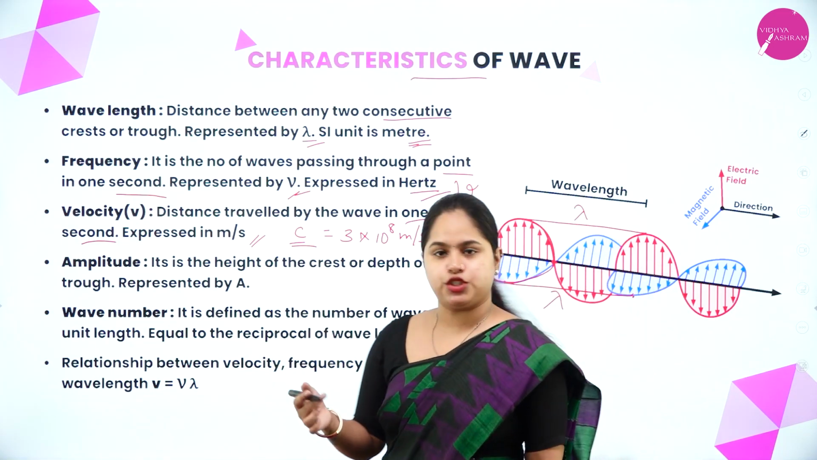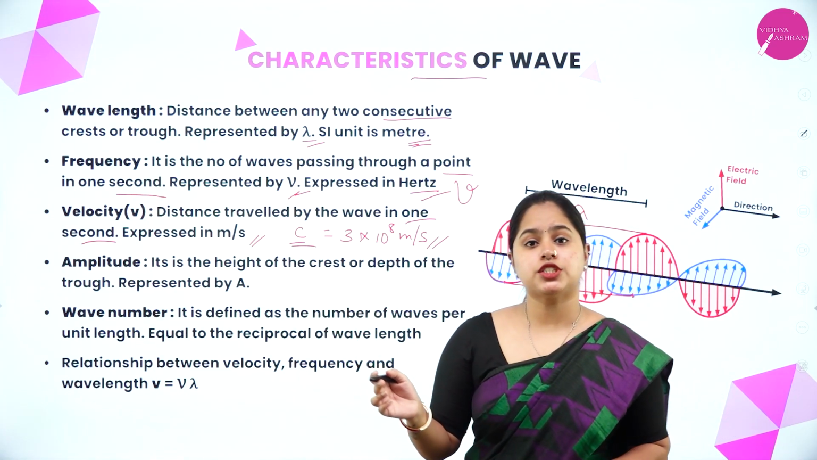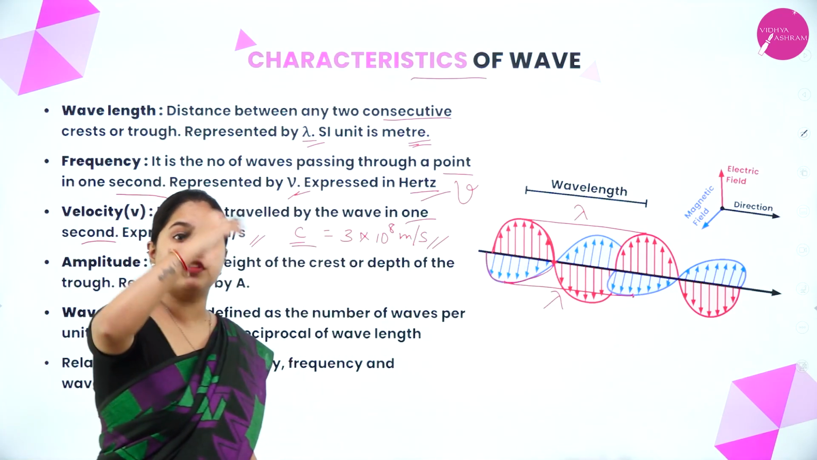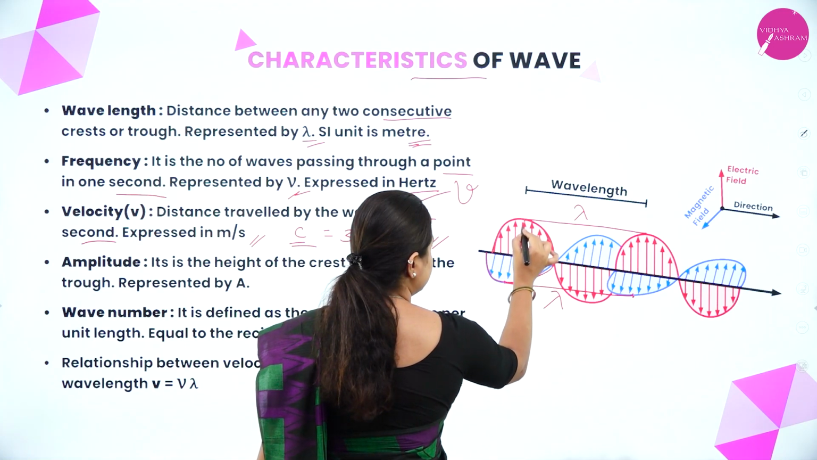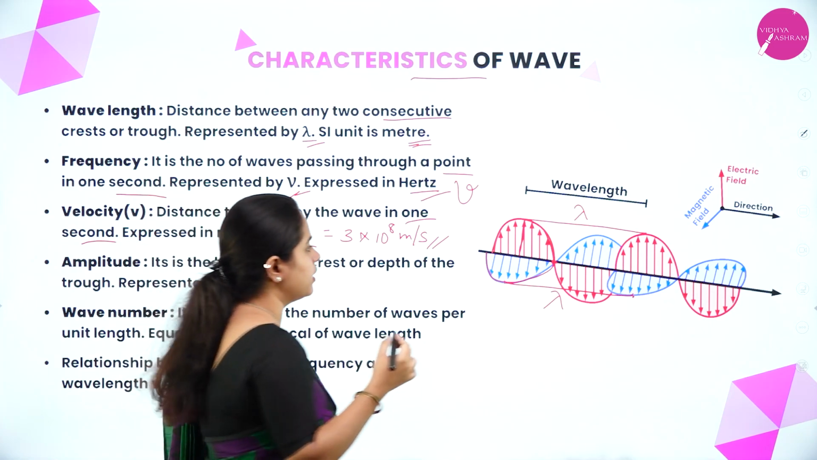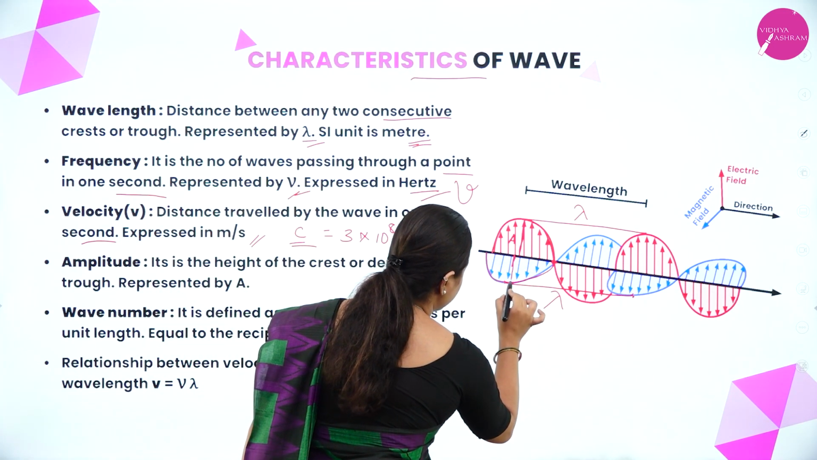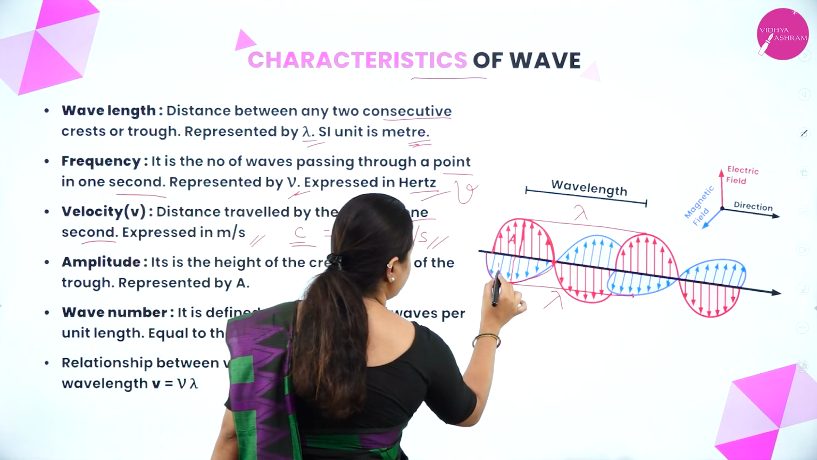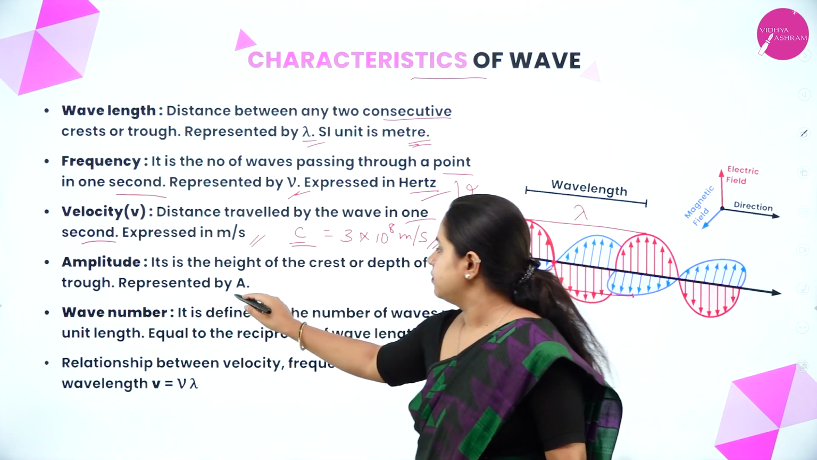Now comes amplitude. It is the height of the crest or depth of the trough, and it is represented by the symbol A. As you can see here, from here till here is the height of your crest. So this is your amplitude, or it can also be the distance from here to here, that is the depth of your trough. Even that can be your amplitude, which is represented by the symbol A.